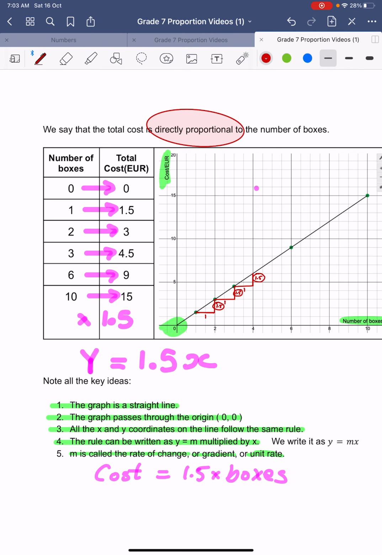So all of those points and those pictures make this relationship directly proportional. So you just have to get used to the words. Directly proportional means all of those things.